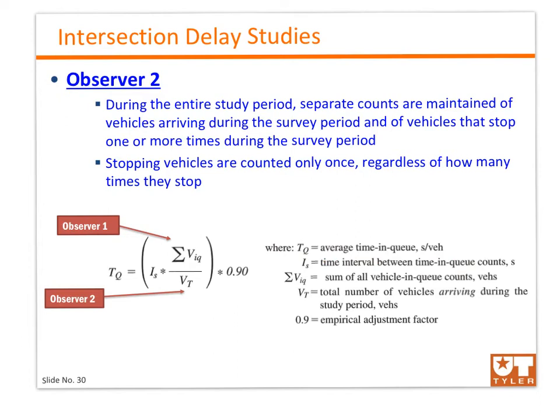So TQ is equal to IS, which is the time interval between queue counts, times the summation of VIQ over VT times 0.9. VIQ we get from observer number 1, which is the sum of all vehicles in queue counts, and the units are vehicles, while VT, coming from observer number 2, measures the total number of vehicles arriving during the study period. 0.9 is an empirical adjustment factor that we're going to talk about in a second.